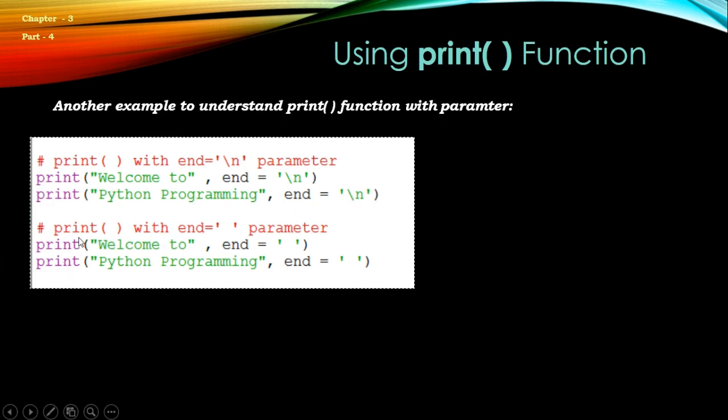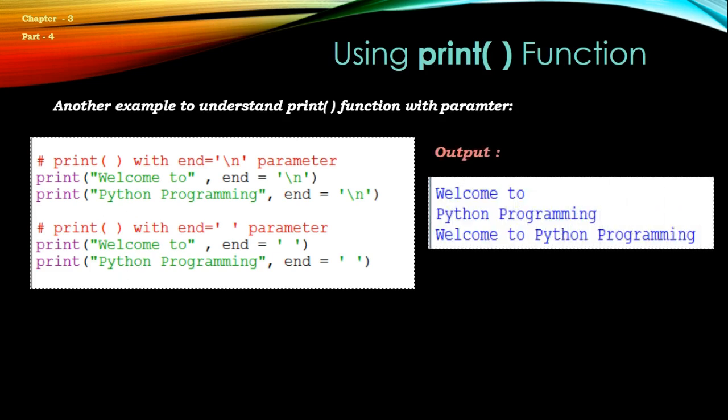print function with the end as space parameter. Now what will the output be in both cases? Let's see the output. You can see the first line, welcome to, as it is. Backslash n is a string literal, or you can say an escape sequence, which means new line or line feed. And the next line is Python programming. So this Python programming will come in the next line. You can see it like this in the next line.